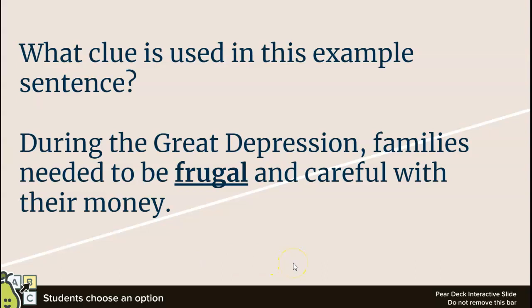What clue do you see in this sentence? During the Great Depression, families needed to be frugal and careful with their money. So you might want to look back at your notes that you took just a second ago. What is the clue here that shows us that a synonym or a restatement context clue is coming up? Choose your answer now.